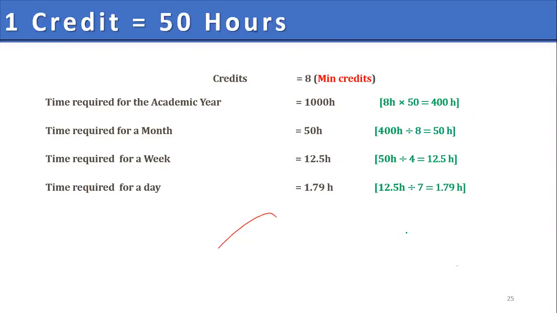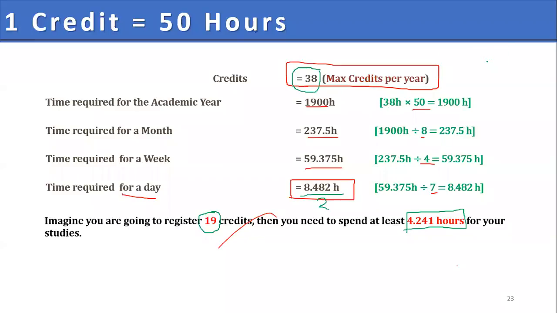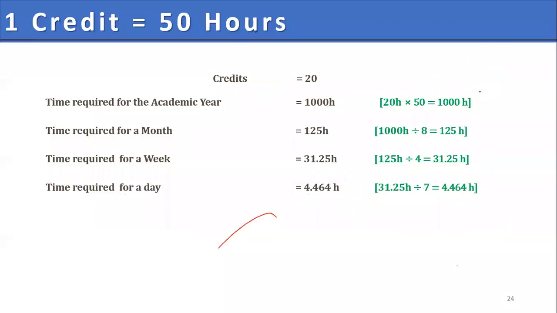Then for minimum credit, we have already done the calculation, 8 to 9 credits, that is at least almost 2 hours you need to allocate for your study plan, along with other activities as well. If you register 8 credits, at least 2 hours you need to spend for your studies, and the remaining 22 hours you need to allocate for other activities. Likewise if you register for 38 credits, at least 8 or 9 hours out of 24 you need to allocate for studies. So 9 hours, remember that, keep that in mind.